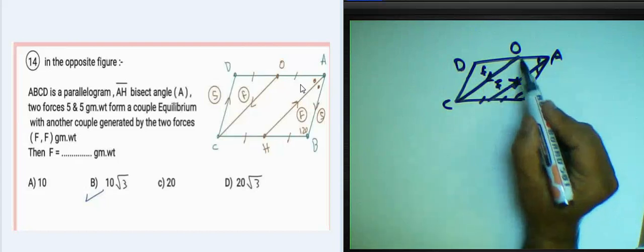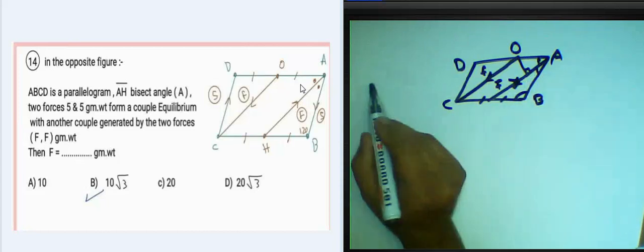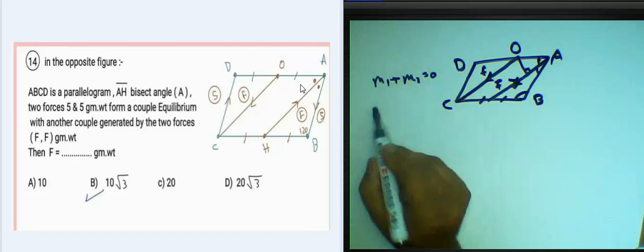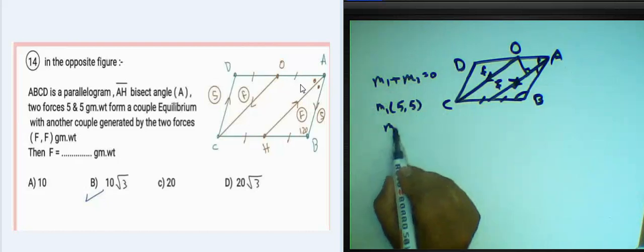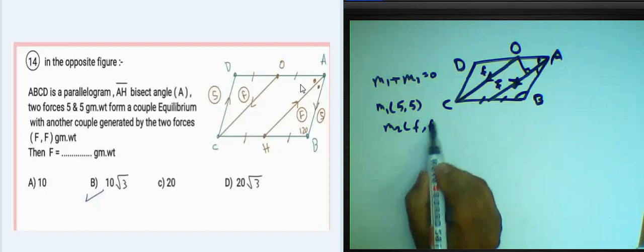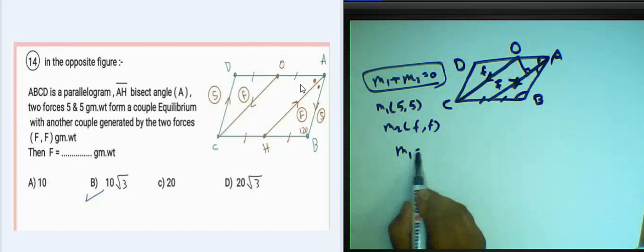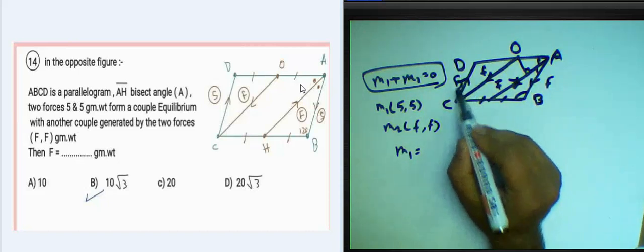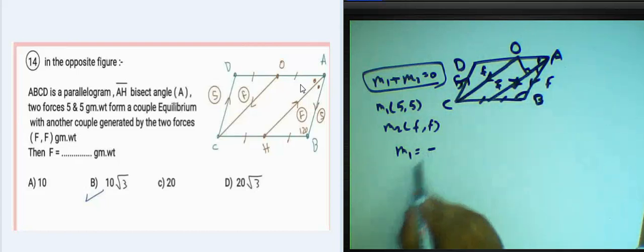We want to find the lines here perpendicular. We know the two couples are in equilibrium. It means moment one plus moment two equals zero. Moment one about forces 5 and 5, and moment two about forces F and F. Okay, we can find moment one plus moment two. Moment one here about 5 and 5. This force down here, 5 and 5, moving with the clock direction, it will be negative.